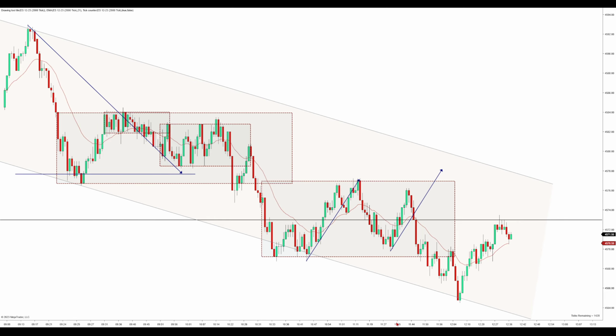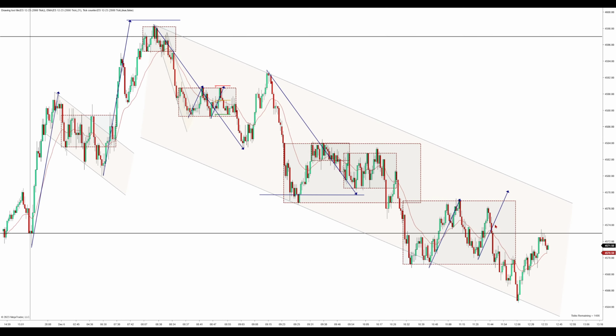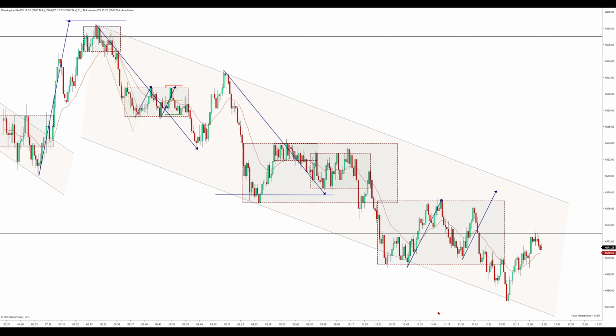So unfortunately, there just isn't anything down here. There's a lot of movement today without any entries really, but sometimes that's just how it is.